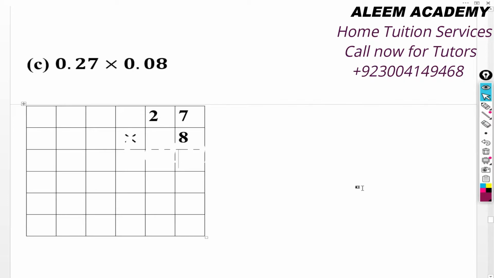8 7s are 56, we write 6 here, and then 8 2s are 16, 16 and 5, 21. We see again, 8 7s are 56, 6 and 5, and then 8 2s are 16, 16 plus 5 is 21. Okay, now that's it. So we do not need to add anything. 216, so we just need to put the decimal.